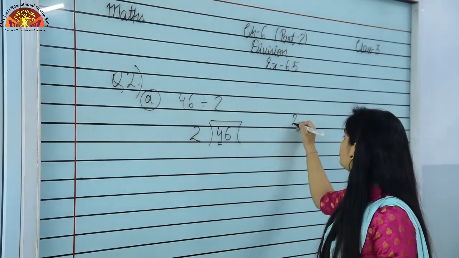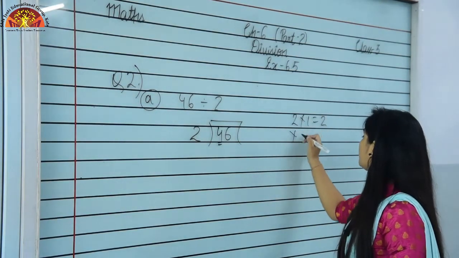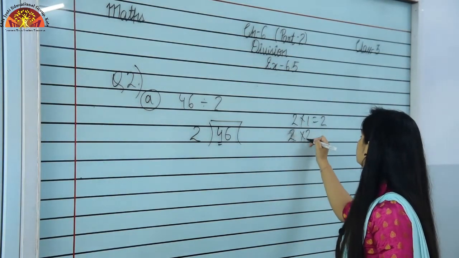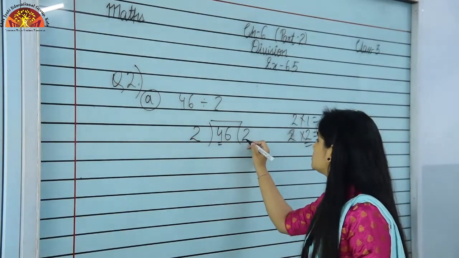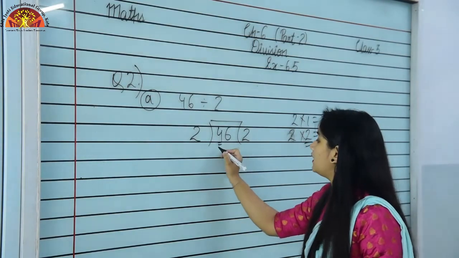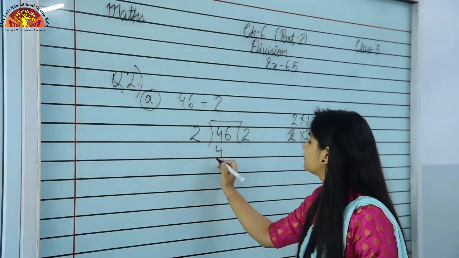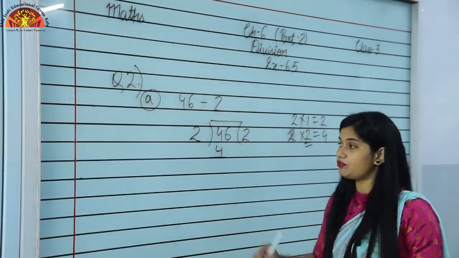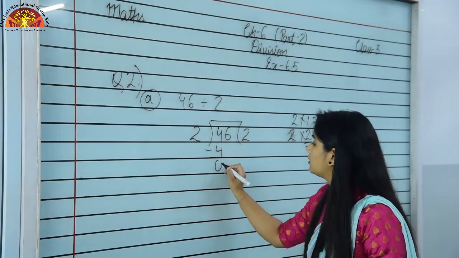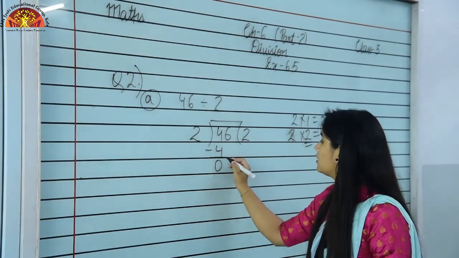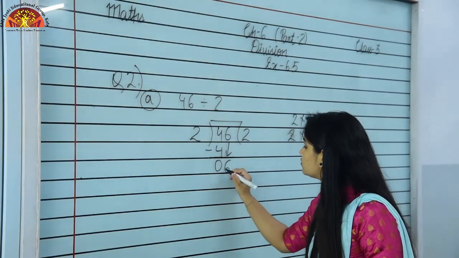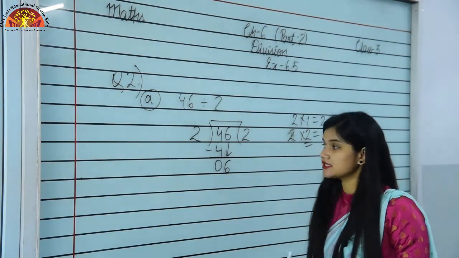So as we know, 2 1s are 2 and 2 2s are 4. So how many times we will get 4? 2 times. So we'll write 2 here and 4 here. So now we have to subtract 4. 4 में से 4 को subtract करेंगे and we will get 0. And now the next digit will come down, that is 6.